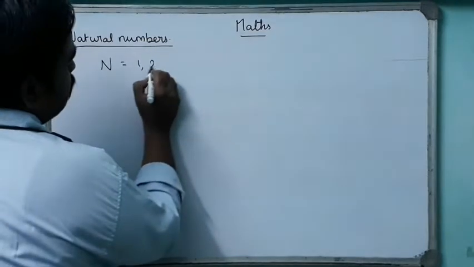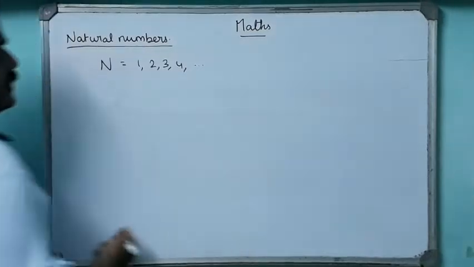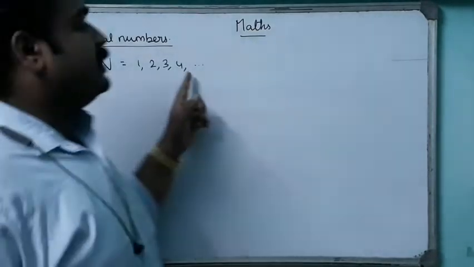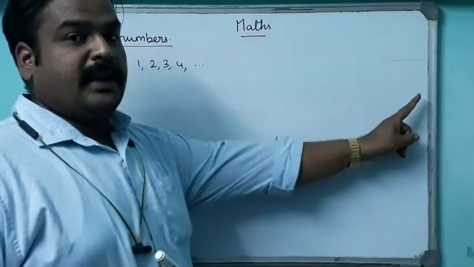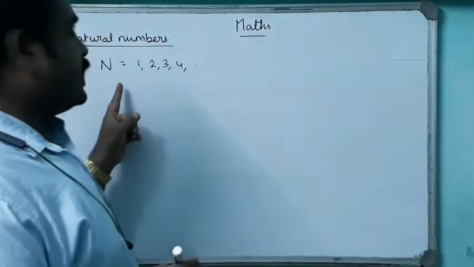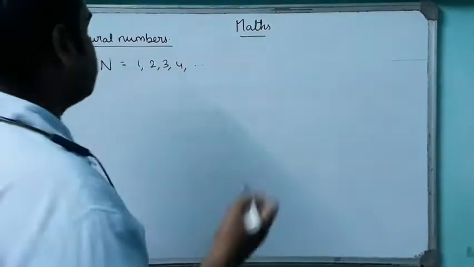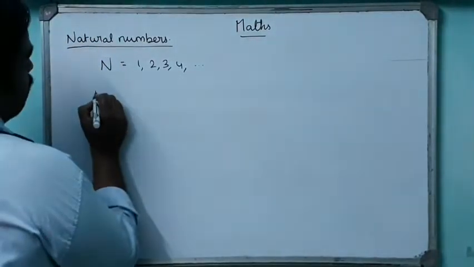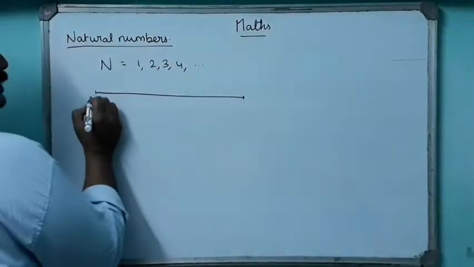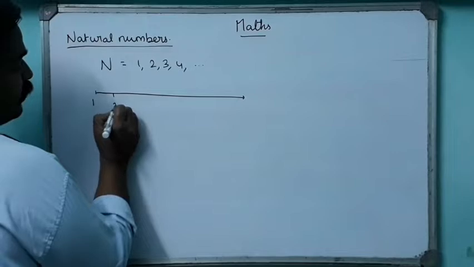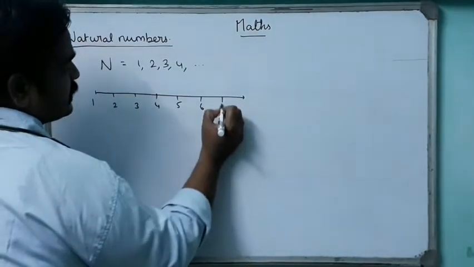Natural numbers start from 1, 2, 3, 4, etc. So these 3 dots denote that there is no end. It goes on. There is no end on one side, but the starting point is 1. If you see this on the number line, you know what is the meaning of the word number line? So if you mark these on the number line, 1 will be here, 2 will be here, 3 will be here, 4, 5, 6, 7.